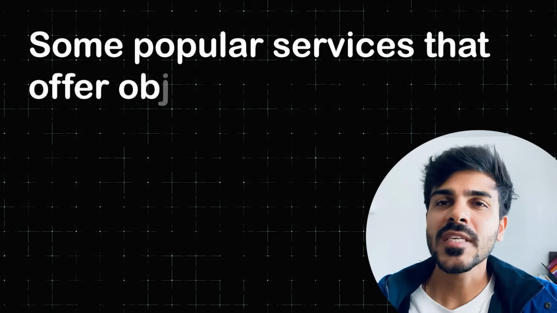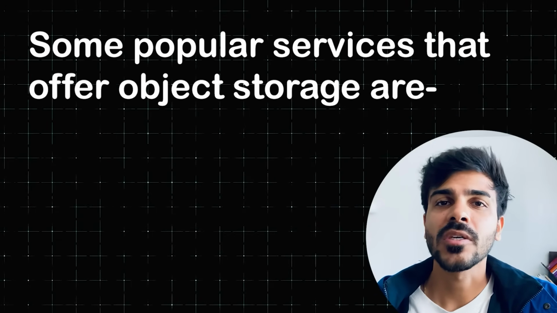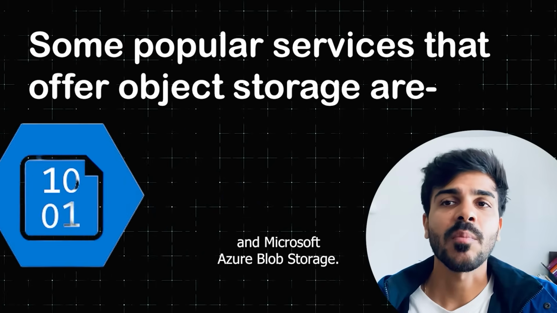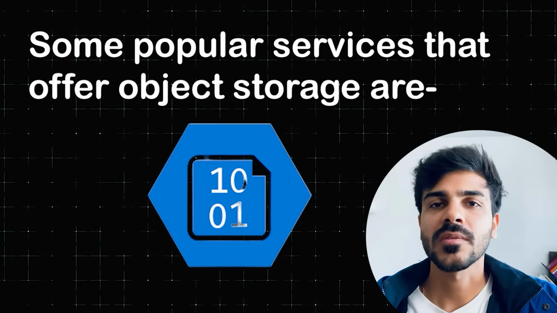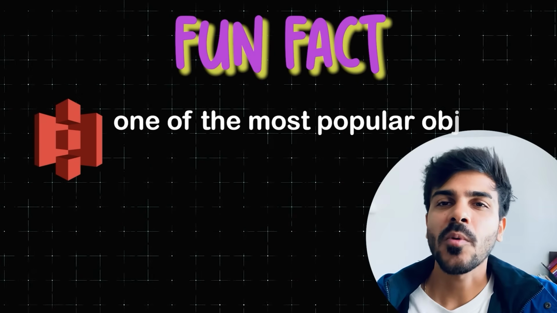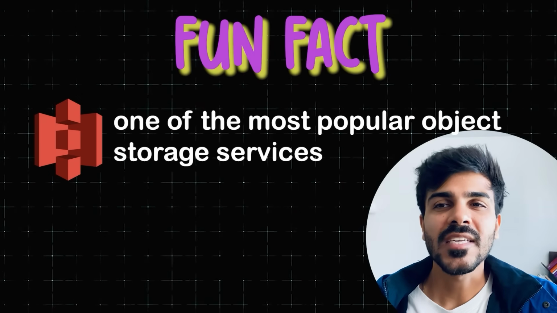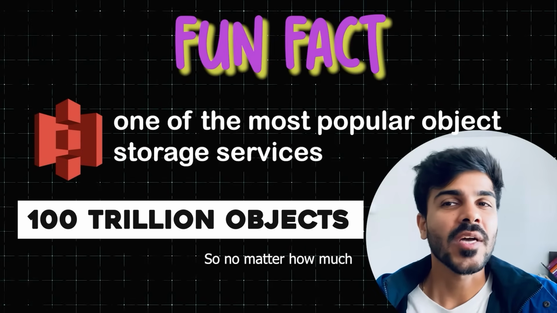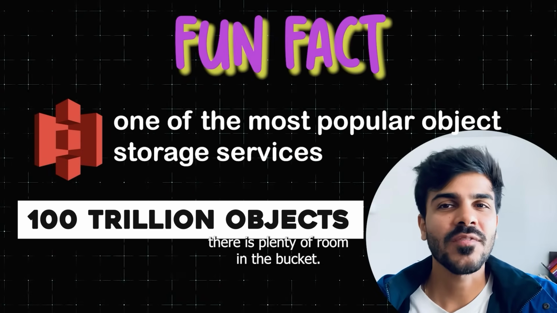Some popular services that offer object storage are Amazon S3, Google Cloud Storage, and Microsoft Azure Blob Storage. Here's a fun fact. Amazon S3, one of the most popular object storage services, is currently storing over 100 trillion objects. So no matter how much digital stuff you have, there is plenty of room in the bucket.